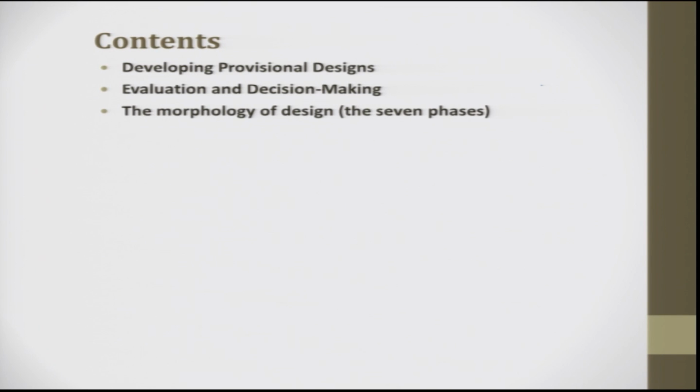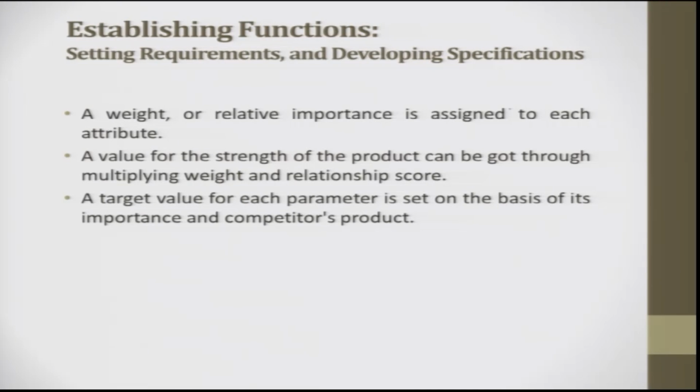So, in lecture 4 the content will be developing provisional designs, then evaluation and decision making, and then morphology of design. There are 7 steps, we will go through all the 7 steps. So, establishing function, that is very important. Here what we see is setting requirements and developing specifications.